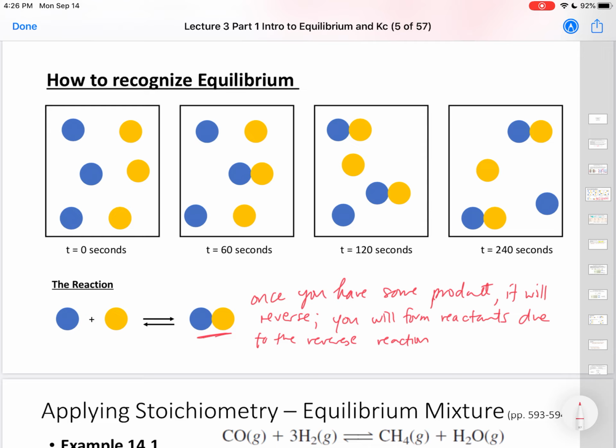Okay. But at some point, the forward and the back reaction will equal one another, and remember, the amounts of products and the reactants won't change. So what is going on here?